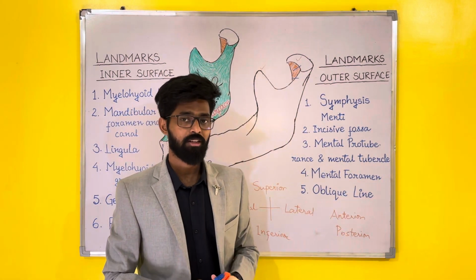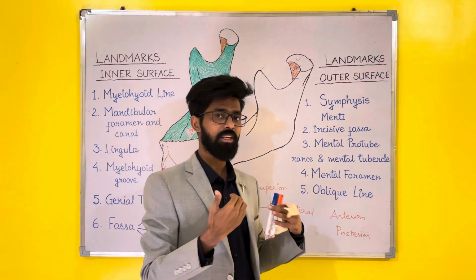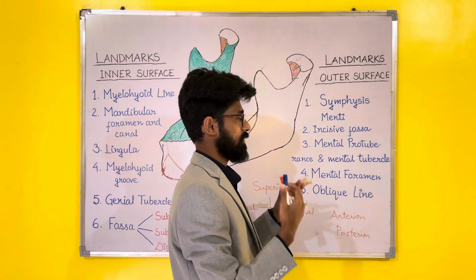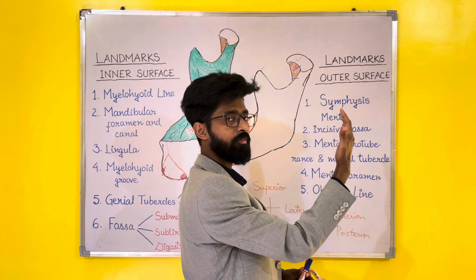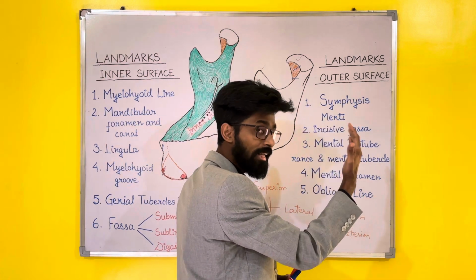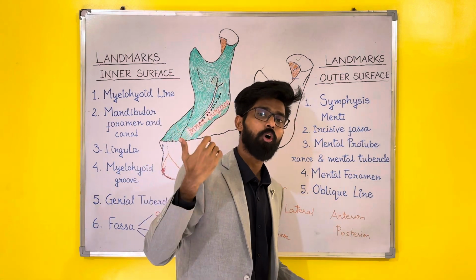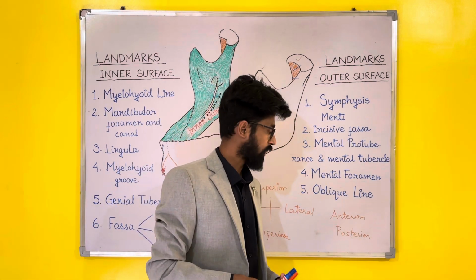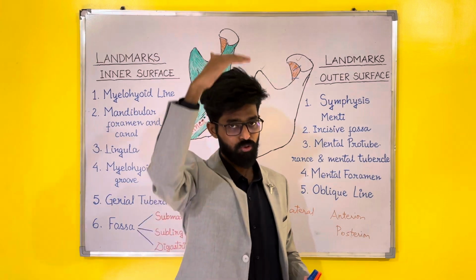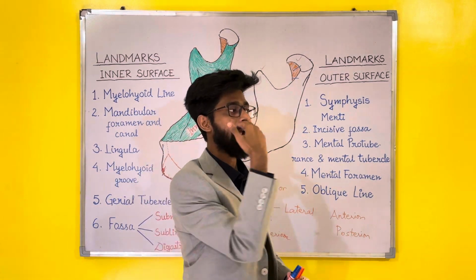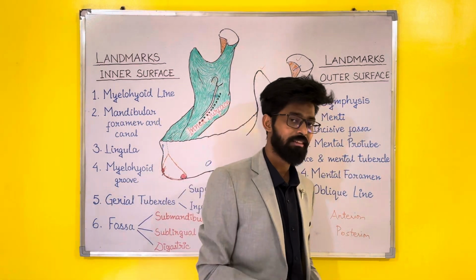Anterior and posterior. Again, I am the subject of study. Suppose I am standing like this. So something which is in front of me is called as anterior. And something which is behind me is called as posterior. So I hope these 4 terms are clear. Superior, inferior, anterior, posterior. Right?